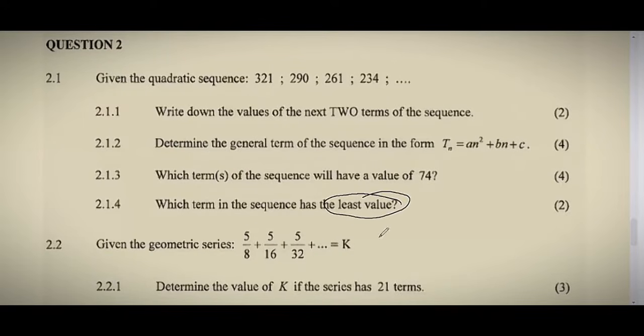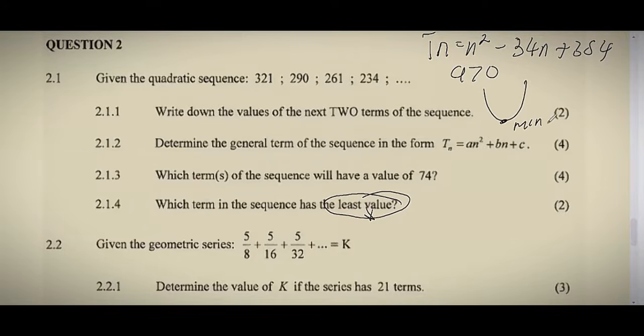Right? Again, why are they asking about the least value? Because looking at our Tn is equal to n squared minus 34n plus, let's look at the value of a here. Our value of a is positive. We know that if we have a greater than 0, then this is a concave graph which will produce a what? A minimum value. So which is why they're asking about the least value. Which term in the sequence will have the least value?